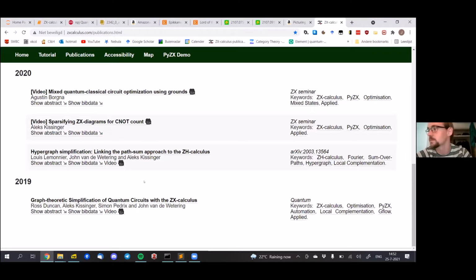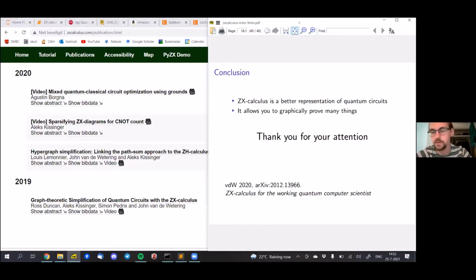For instance, the trick of Craig Gidney with the simplification of Toffoli gates and stuff, you can prove all that graphically in ZH calculus. I also go into that in this review article. But that's still not super well developed yet.